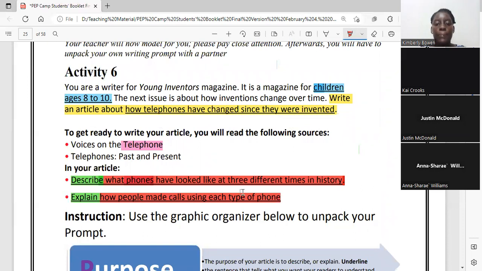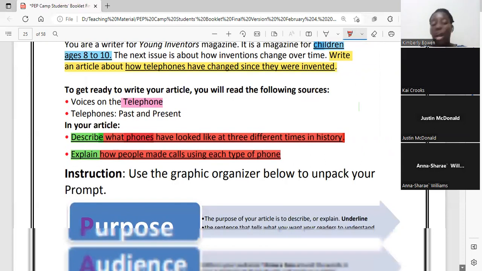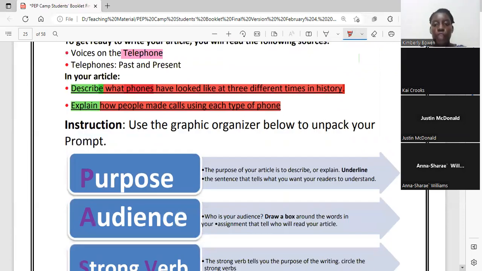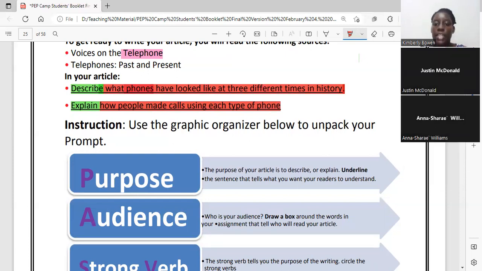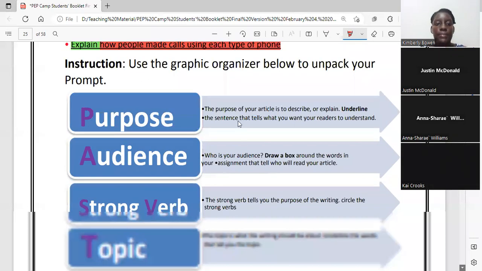So we just went through and we unpacked the prompt and we found the purpose. We found the audience here in blue, purpose in yellow, audience in blue. We found the strong verbs in green. We found the topic in pink and we found the task in blue. All of these terms are very foreign to us, right? We're not accustomed to them and it's okay, right? That's why these series are done to inform us, right?